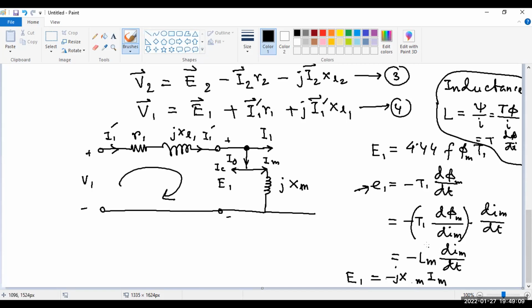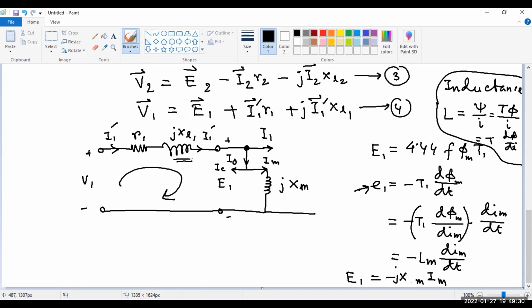And why have I written Lm? Because this inductance and the inductance which I have drawn here are different. Why different? Just try to understand this point. It's very important.